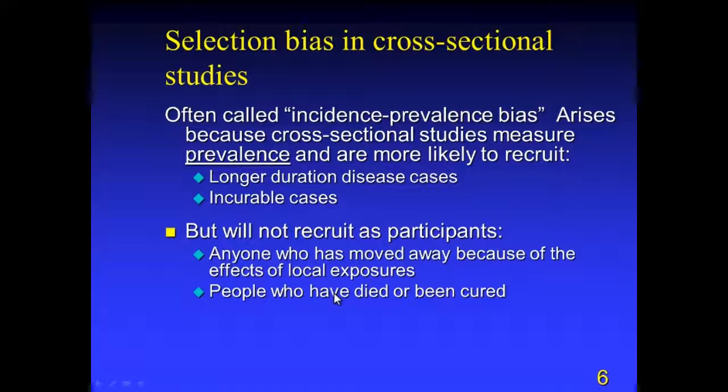But let me say something about selection bias in cross-sectional studies. This is sometimes called incidence prevalence bias. It arises because in cross-sectional studies we measure prevalence, and so we're more likely to get people with longer duration disease cases or incurable cases, so not necessarily representative of incident cases of the disease. And of course we're not going to be able to recruit people who moved away because of the effects, say, of local exposures, or people who have died or been cured. So that's the general problem in cross-sectional studies, as opposed to studies which get measures of incidence, and this is in fact a form of selection bias.